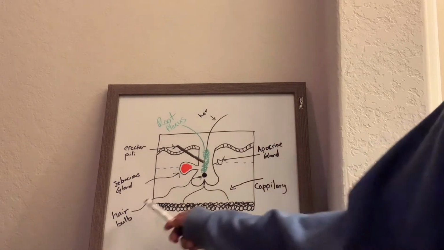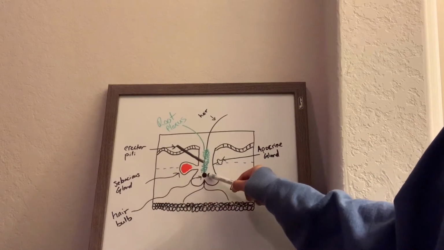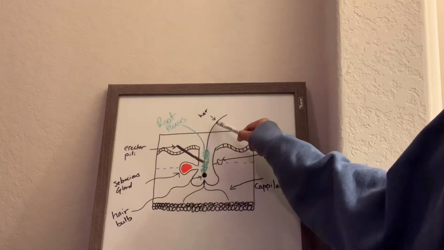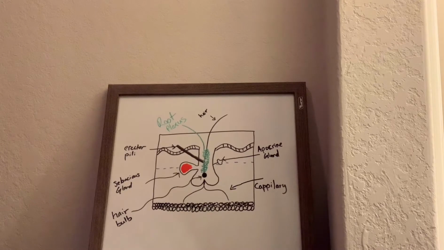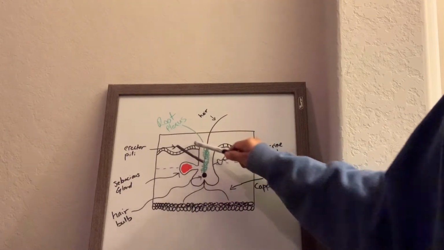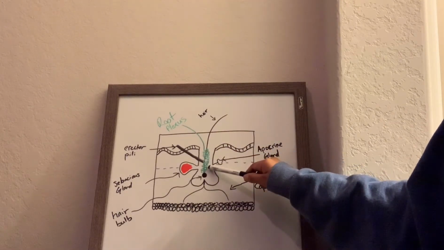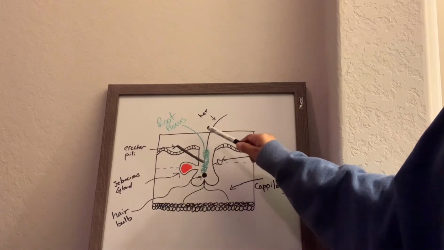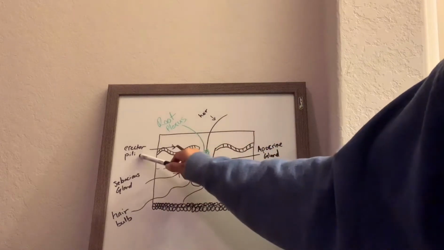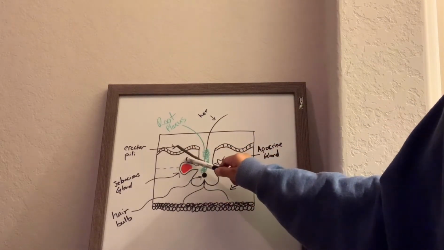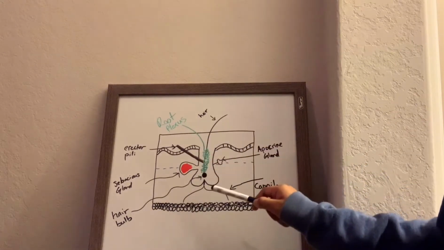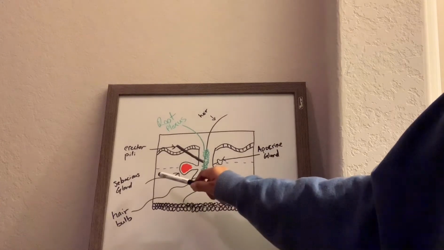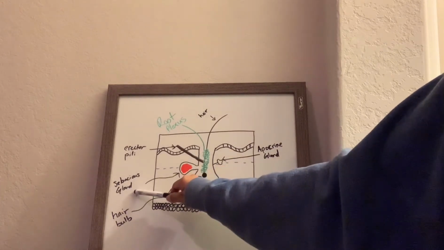Okay, so we have the hair bulb, and that is where the hair grows out from. Next, we have the root plexus. It surrounds the hair. It is responsible for that feeling when a hair gets pulled out. This muscle right here is called the erector pili. It connects to the hair and it's what makes hair stand up.